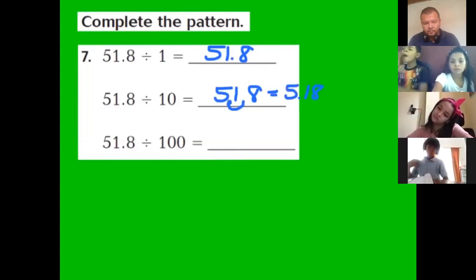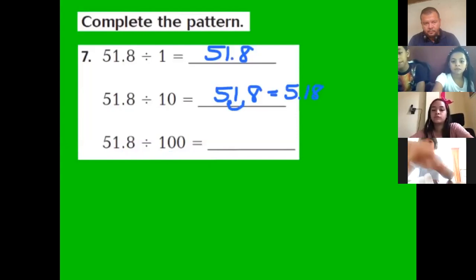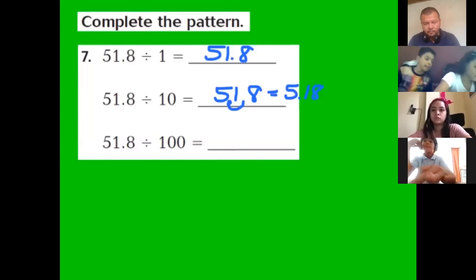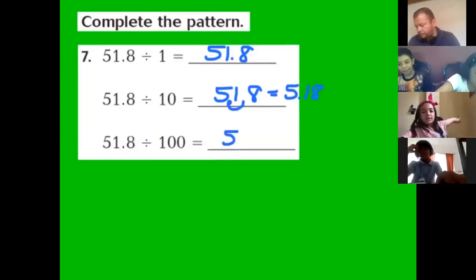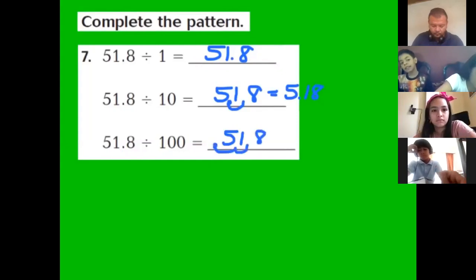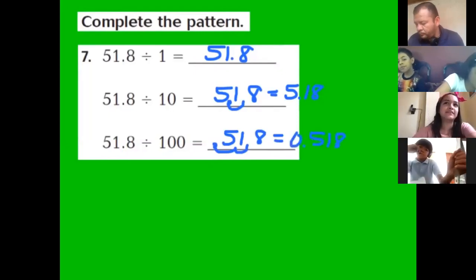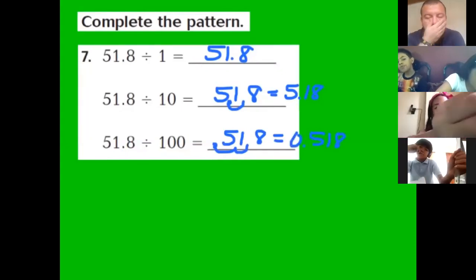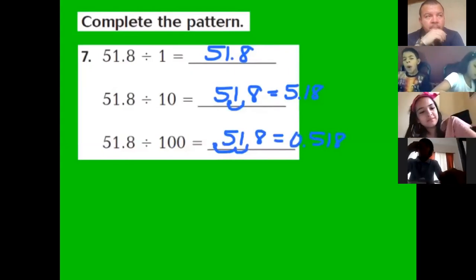Now, in the last part of our pattern, we have 51 and 8 tenths being divided by 100. Well, I know in the number 100, there are 1, 2 zeros. So what that means is I'm going to have to move the decimal point 2 places to the left. So I'm going to once again write down my 51 and 8 tenths. And I'm going to move that decimal point over 1, 2 places to the left. So the decimal now falls in front of the 5. So my quotient turns out to be 518 thousandths. Because once again, as you divide by increasing powers of 10, what happens is the decimal point moves one place to the left for each increasing power of 10.